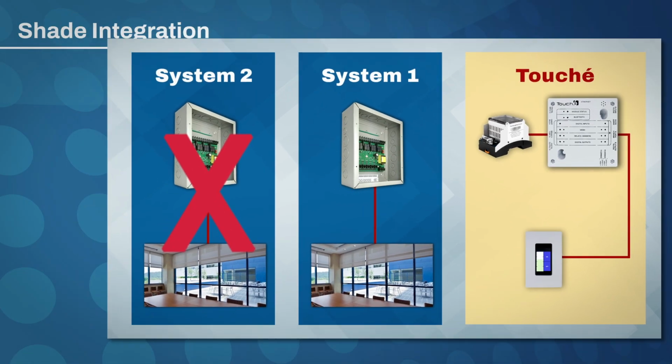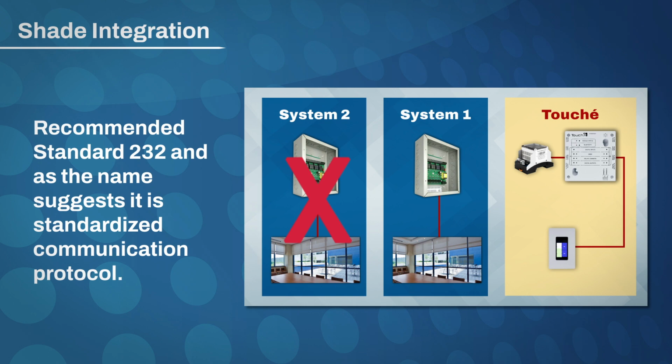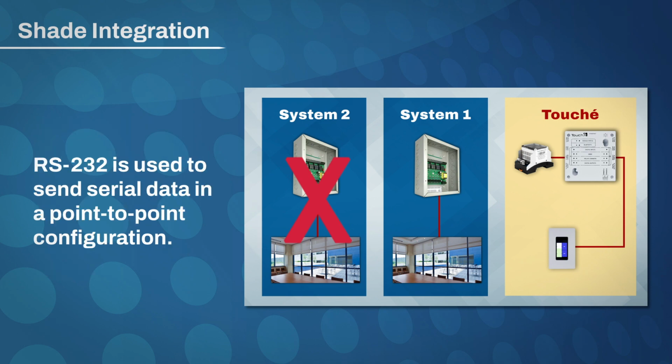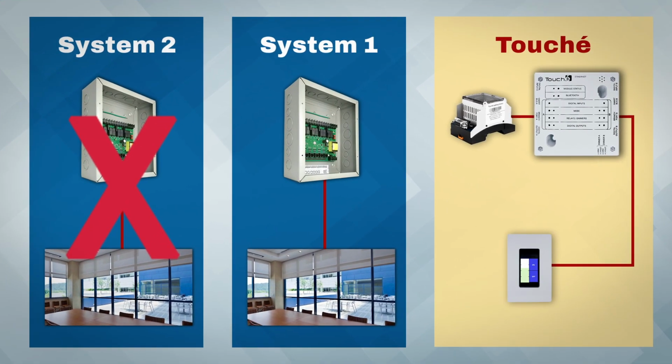RS-232 stands for Recommended Standard Number 232, and as the name suggests, it is a standardized communication protocol. RS-232 is used to send serial data in a point-to-point configuration. This means that one RS-232 device can only talk to one other RS-232 device.